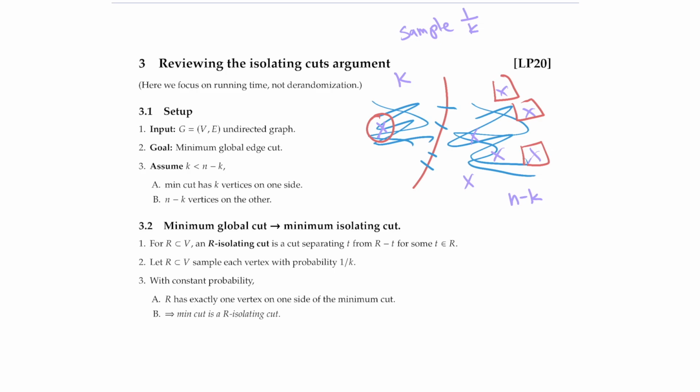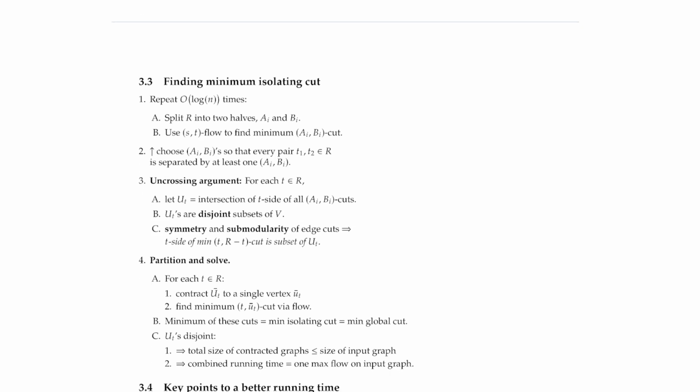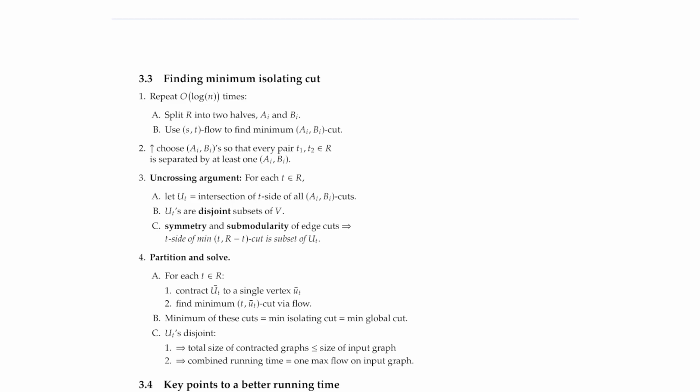So now by just sampling, assuming we can guess k, we've reduced this global minimum cut problem to isolating minimum cut, where I just want to split off one sampled vertex from the rest. Okay, so now how do you solve isolating cuts? What makes isolating cuts easier? Okay, so here's the algorithm by Li and Panigrahi. That's really elegant. So we've sampled some set of vertices, and my goal is to rip off one from the other. Okay, but I don't want to do all-pairs type of computation.